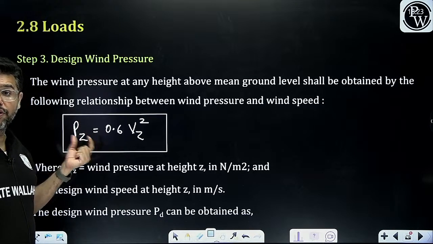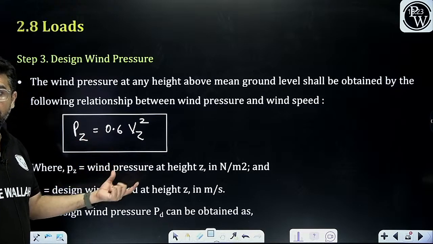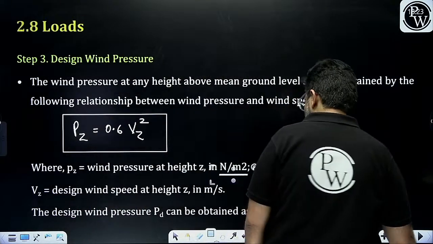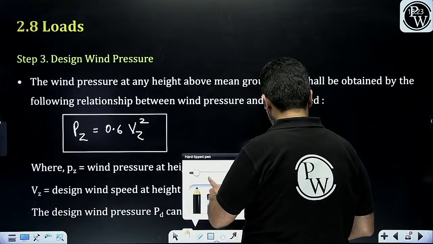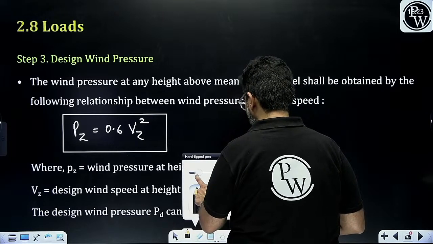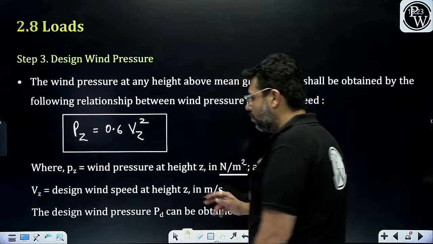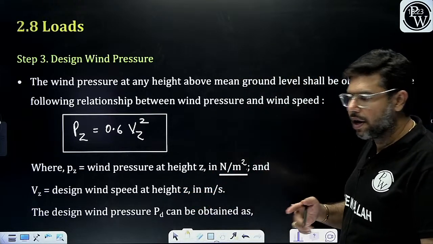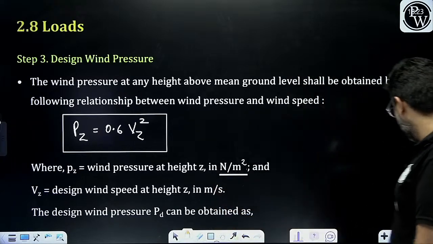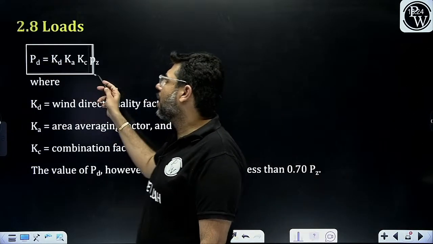So, design wind pressure you have to calculate. For that, you will first calculate wind pressure in Newton per meter square, that is in Pascal. This will come out in Pascal, by the empirical formula, and the wind speed you put in meter per second. Vz is the design wind speed that I have already calculated at a height z, in meter per second. Now, design wind pressure can be obtained as follows: Pd equals Kd, Ka, Kc into Pz.